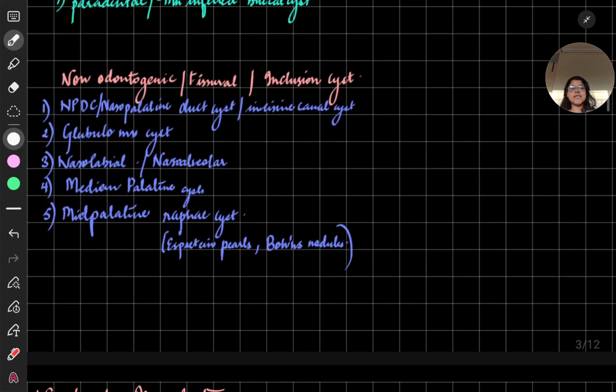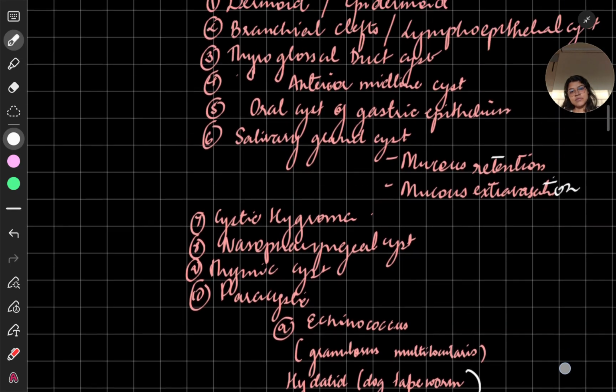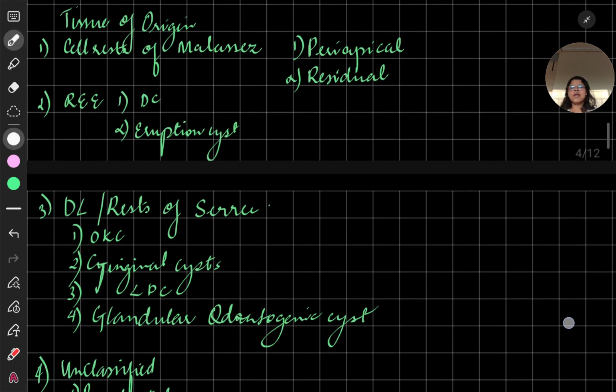But for the classification, you have to know all of these cysts. I've not made a mnemonic yet. If I make one, I will definitely post about it. Now, depending on the tissue of origin, it's also classified. Cell rests of Malassez: there is periapical and residual. These both will have tissue of origin to be cell rests of Malassez.